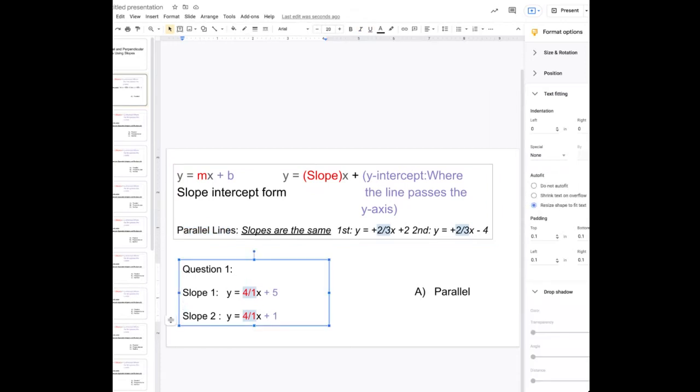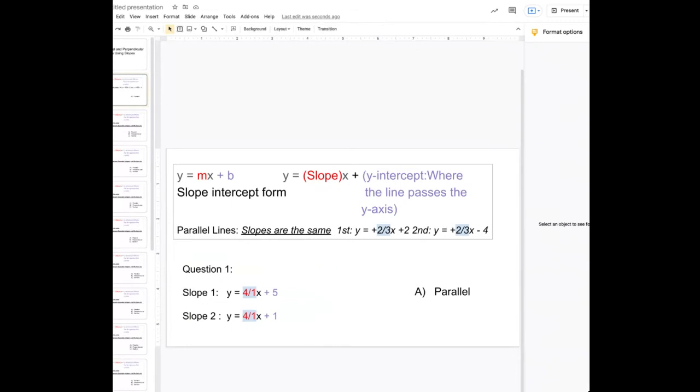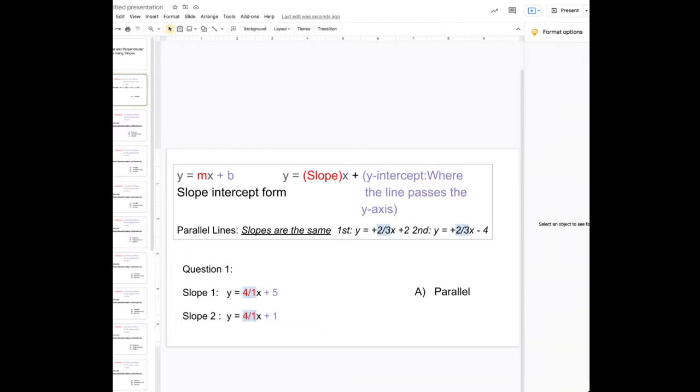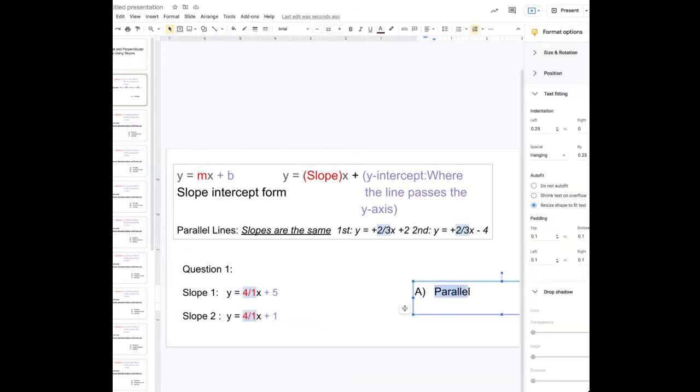An example here at the bottom is question number 1, where for slope number 1 you're given 4/1x. We're not looking at plus 5, we're only focusing on 4/1. The second slope we're going to focus on, once again, I'm highlighting it for you so it's easier. This is an example of parallel lines because the first slope is 4/1 and the second slope is also 4/1. If they're the same slope, then you can tell that they are parallel.